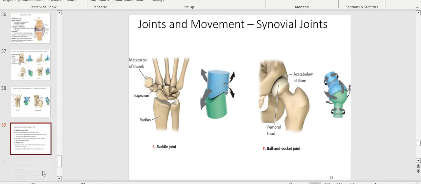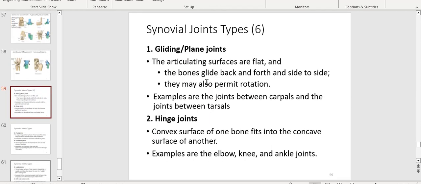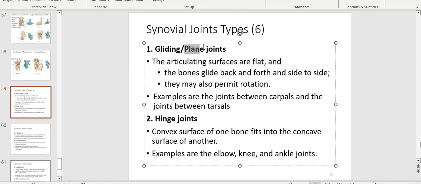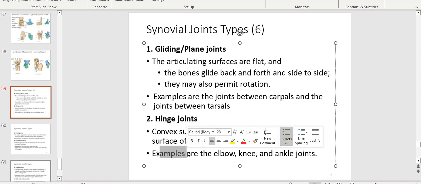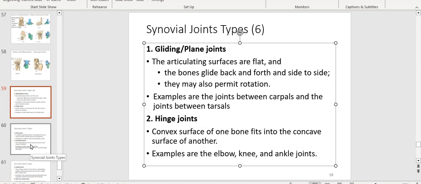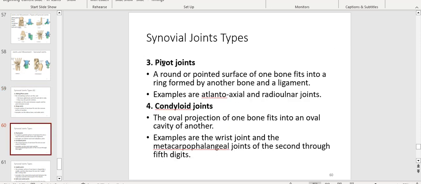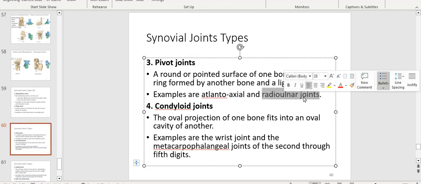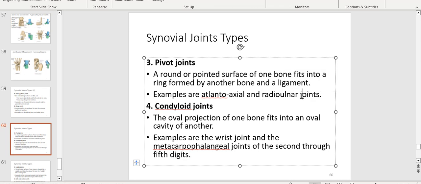Just more information here on the gliding and plane joint. You can have a read of that. The articulating surfaces are flat. There's your hinge joint, and please take note of the examples, because that's what I'll get you on in a testing situation. Hinge joint: elbow, knee, ankle joint. Pivot joints: there's your radial ulnar. I love that one. That's the forearm, radius and ulna, pivoting back and forth.